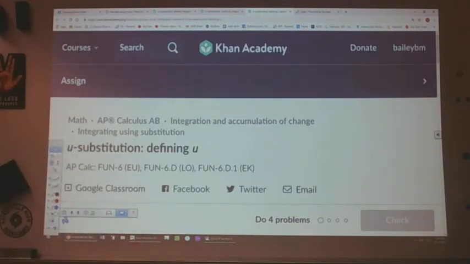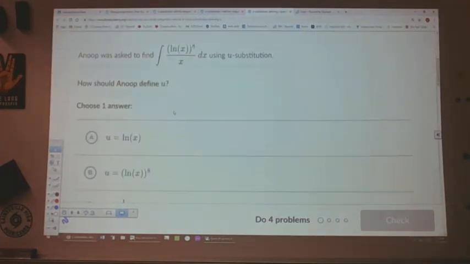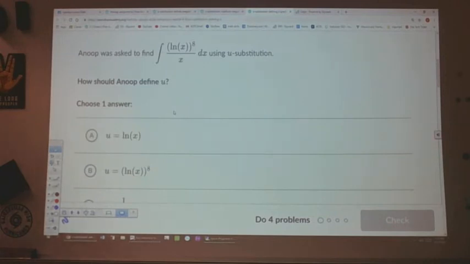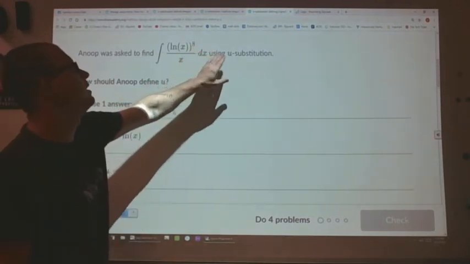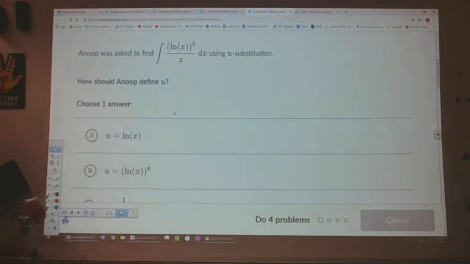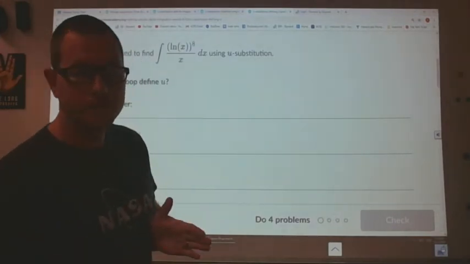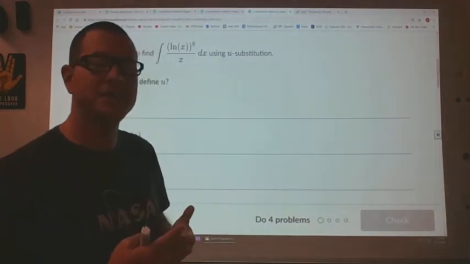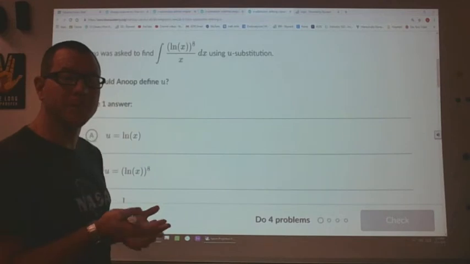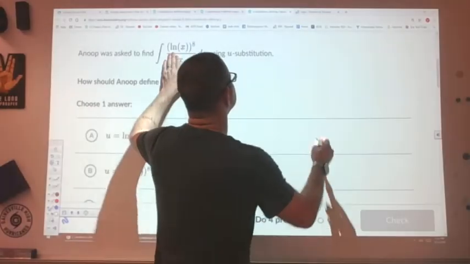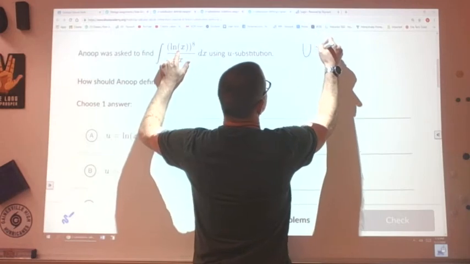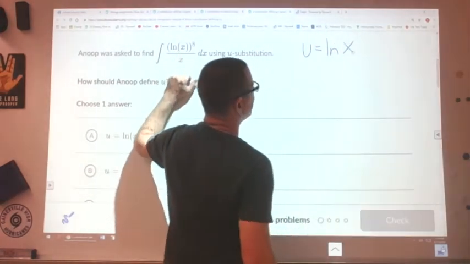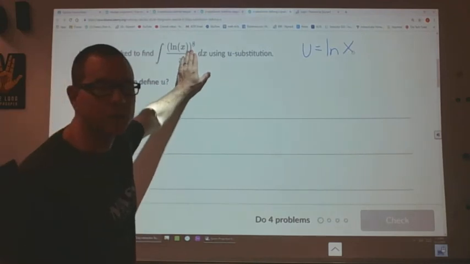So let's look at those. Anoop was asked to find the integral of the natural log of x to the 8th power using u substitution. What should u be? Well, again, remember, u is the interior expression. It's the thing that's been plugged in. You're trying to take out that interior, because it's making it more complex, and replace it with just a variable letter u. So in this case, it's that natural log of x that I see being plugged into that power function.